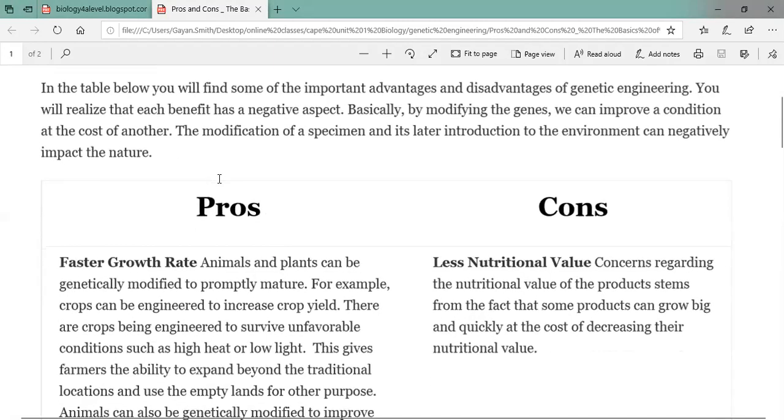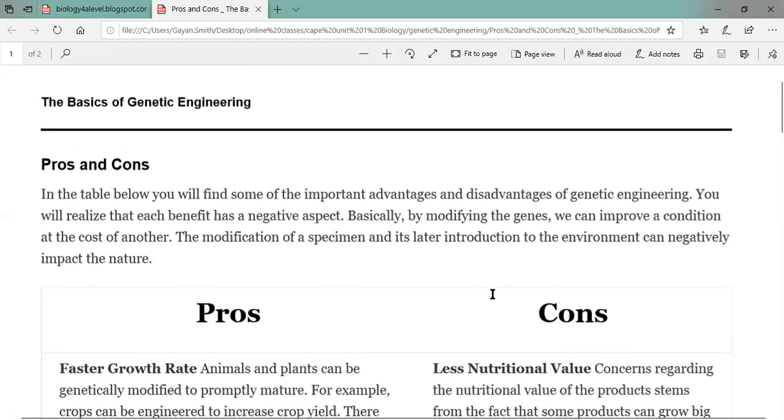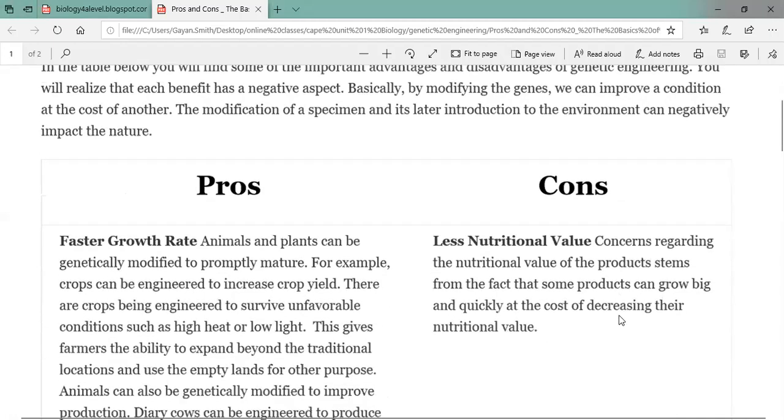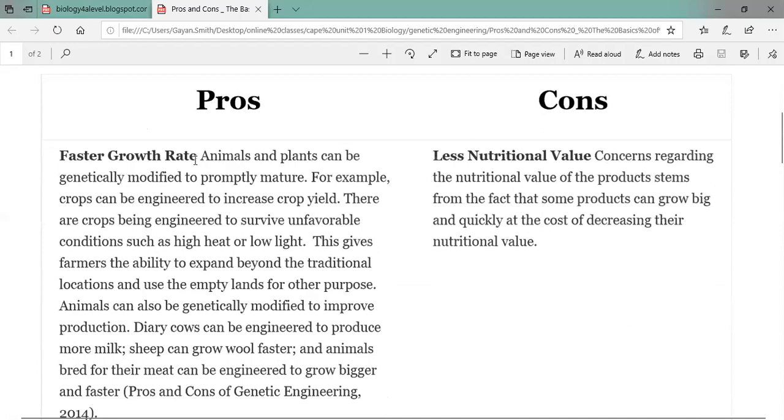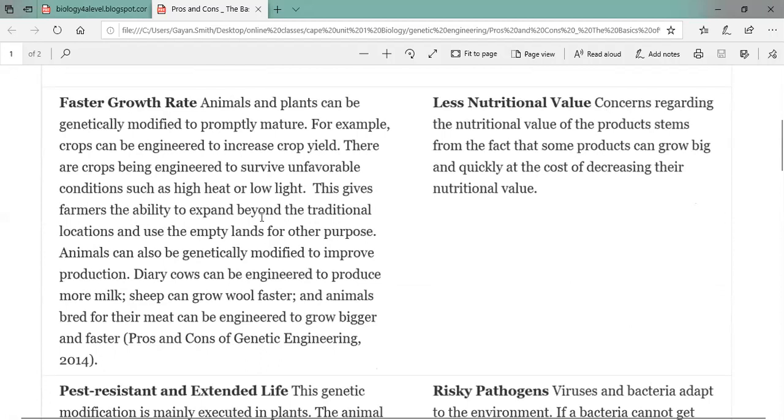There have been persons who have been advocating for genetically modified foods because they believe it can solve world hunger. But let's look at the pros and the cons. So the pros, they said, is that you can have faster growth rates. So animals and plants can be genetically modified to promptly mature. For example, crops can be engineered to increase the crop yield. There are crops being engineered to survive unfavorable conditions, such as high heat or low light. This gives farmers the ability to expand beyond the traditional locations and use the empty lands for other purposes.